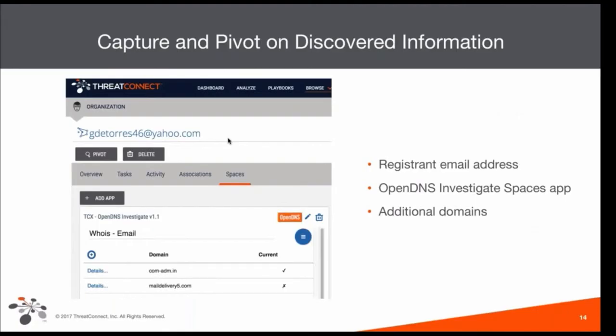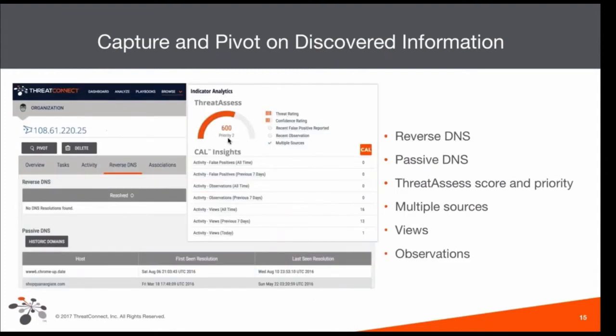And looking at the email address, I decided to run the OpenDNS Investigate Spaces app to see if there's anything else it could tell me. Now, this gave me the com-adm.in domain that we already knew about because of the suspicious host we were looking at a second ago. But it also gave me maildelivery5.com, which is a domain that was previously registered using the email address. I know that this domain registration is historical because it has a little X next to the host under the current column.